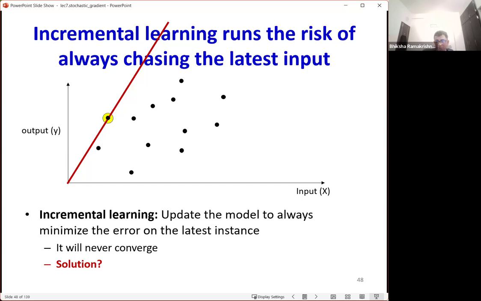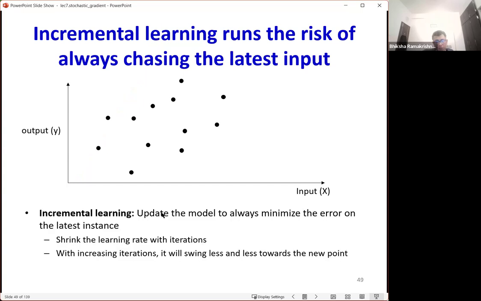So what is the solution? A solution, anybody? Weak model? Any other ideas? Have more than one point? Any other ideas? Decrease the updates, right? So you update the model to always minimize the error on the training instance, but you shrink the learning rate with iterations. So with increasing iterations, it will swing less and less towards the new point.